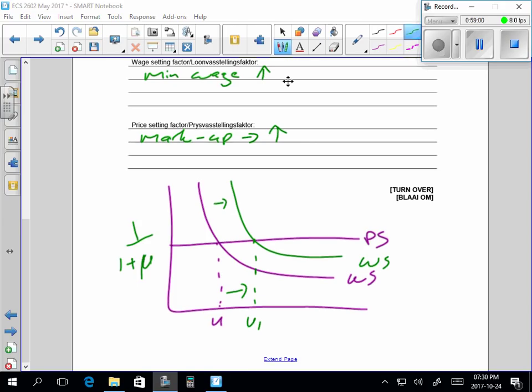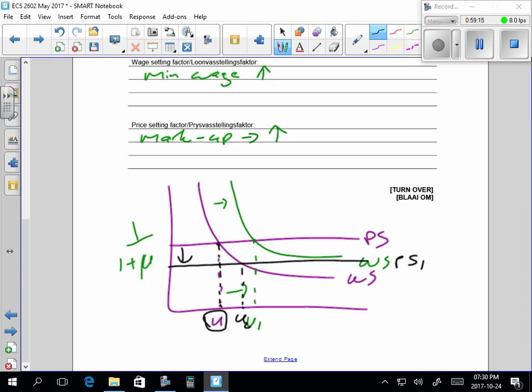If you look at the price setting curve, if you increase markup, we are going to shift the price setting curve downwards. If you shift the price setting curve downwards to PS1, look what happens. We move from U1 to U2. We increase unemployment with an increase in markup.